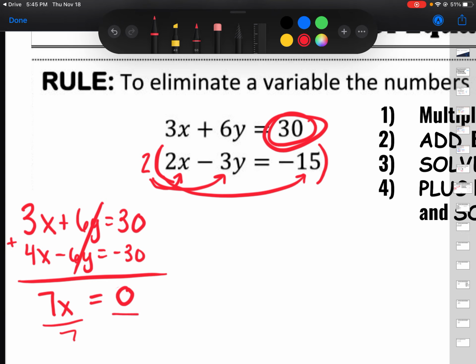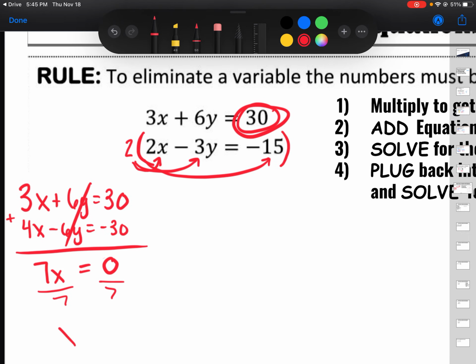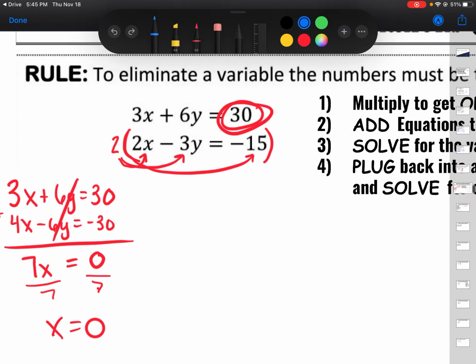Divide both sides by 7. X equals 0 divided by 7 is 0. Now, some people are like, wait a second. When I did this step that I'm highlighting here, isn't that no solution since they're not true? But that no solution only comes into play if my x's completely go away. So I would have like 7 equals 0. Then it would be no solution.